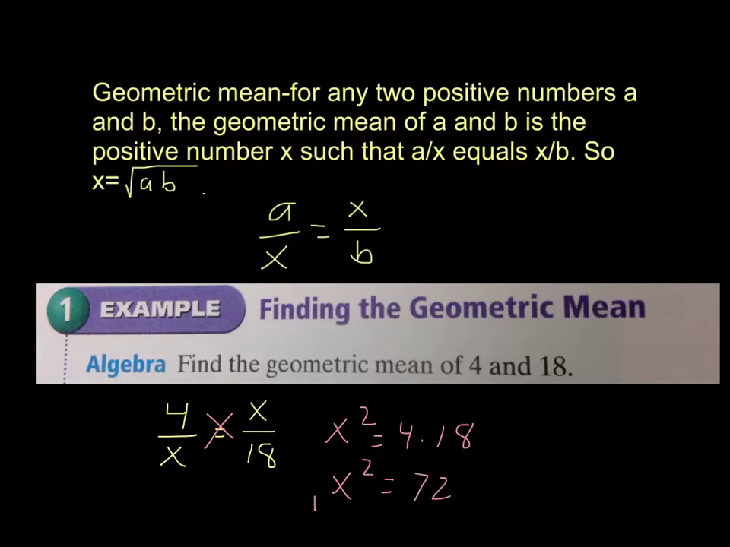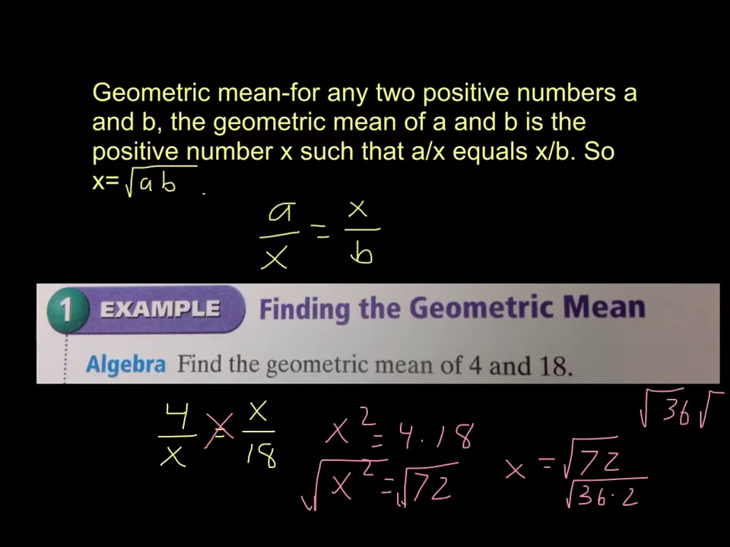Then we take the square root of both sides. So the square root of x squared is x. So the geometric mean of 4 and 18 is going to equal the square root of 72. Hopefully you'll agree that would be the same as the square root of 36 times 2. So we get the square root of 36 times the square root of 2, which is 6 times the square root of 2.